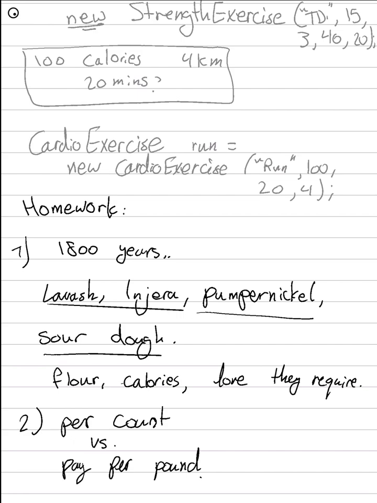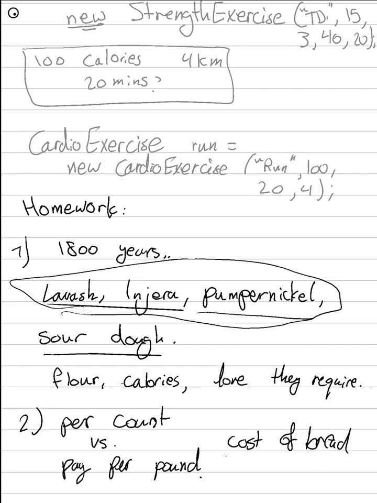So I'd like you to design a method that returns the cost of buying a bread. So cost of bread. And it's either going to be given the number of bread that you're requiring, or given the weight as an int. Perfect. Excellent. Any questions? No questions, all clear.